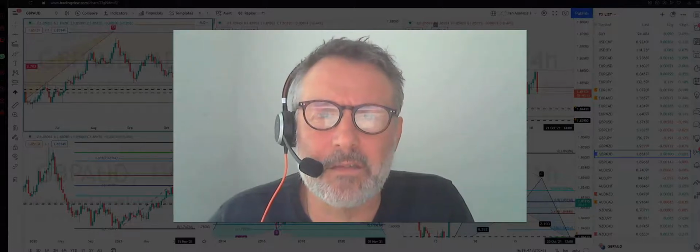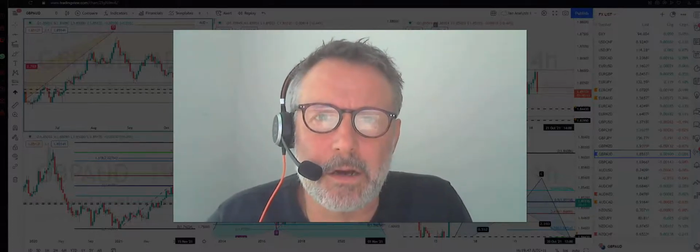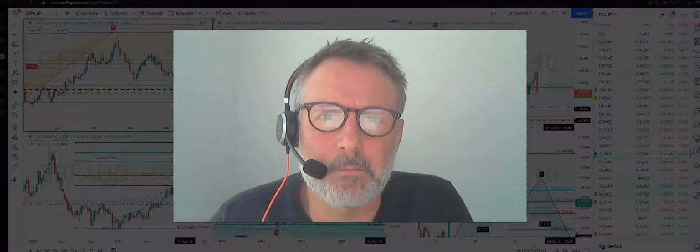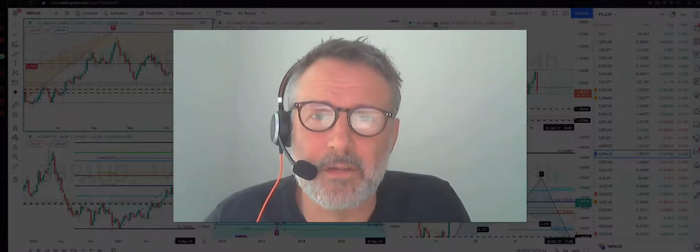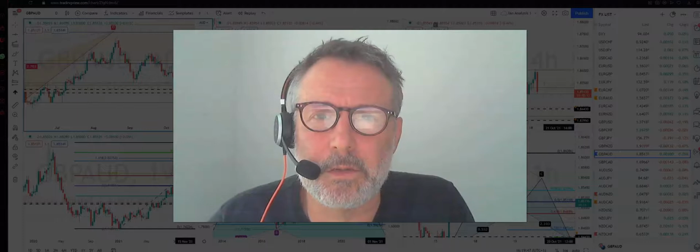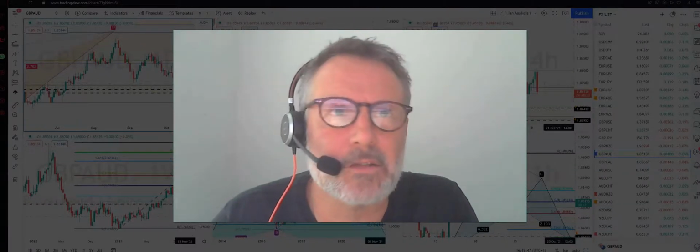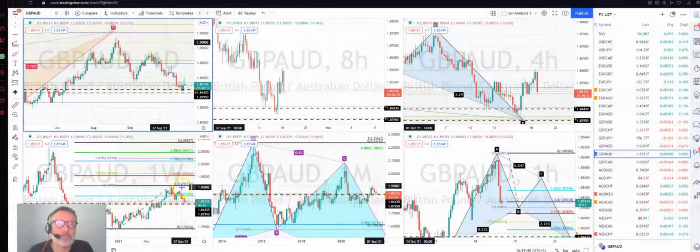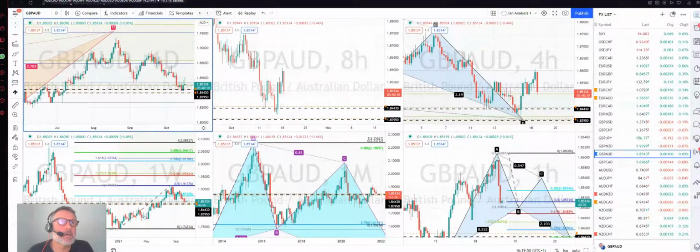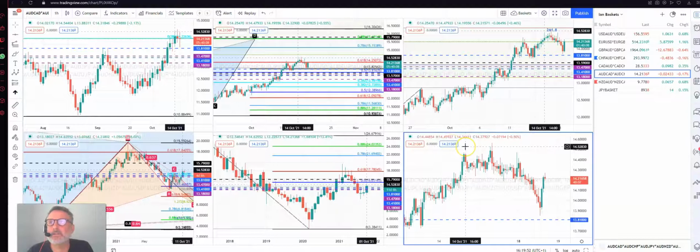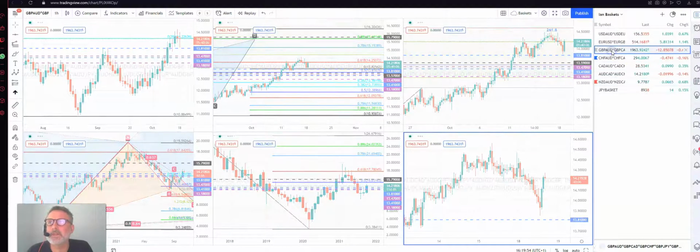Now we did see a decent move to the upside on Friday. I missed my trigger level and thought I'd actually missed the trade idea, but we are seeing a pullback in that. So I do want to highlight basically what I'm looking at for sterling against the Australian dollar. So let's get to the charts. Let's go to the single currency charts to start with. So let's go to sterling.